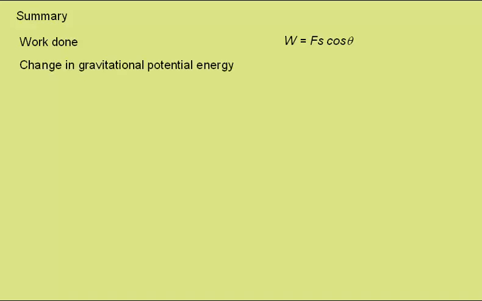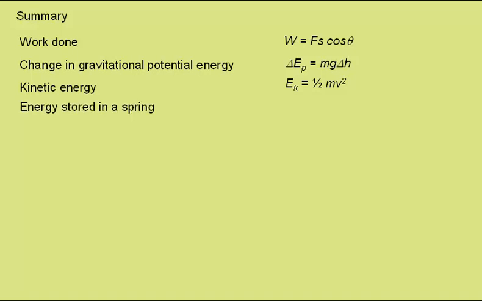Now we'll look at all these relationships together. We found that the work done is equal to force times distance times the cosine of the angle between the force and the direction of motion. We found that the change in gravitational potential energy, delta E subscript P, is equal to mass times gravitational field strength times change in height. Kinetic energy, E subscript K, is equal to half mass times speed squared. The energy stored in a spring is equal to half the force multiplied by the change in length.